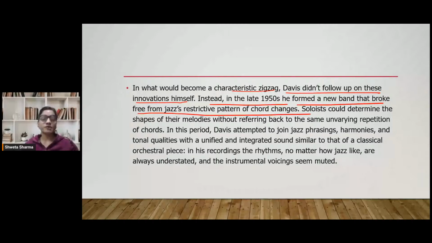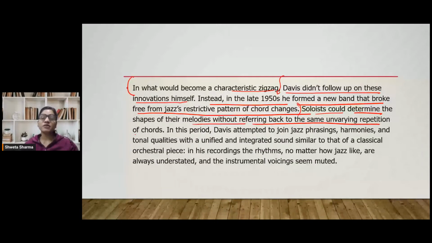Okay, so what it says is that in what would become a characteristic zigzag, Davis didn't follow up on these innovations himself. He didn't follow up on them. Instead, in the late 1950s, he formed a new brand that broke free from the jazz restrictive pattern of chord changes. Soloists could determine the shape of their melodies without referring back to the same unvarying repetition of chords.